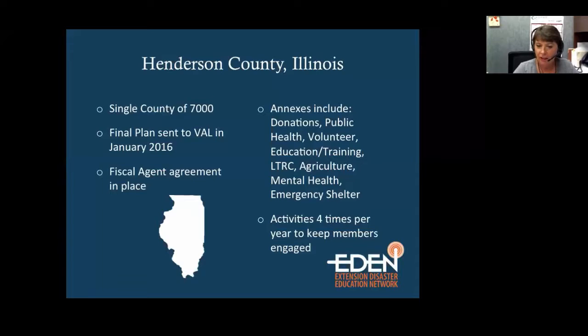We have an agriculture annex, since it is such a rural community, and the Eden funds are directly tied to that, and so we were able to have the Farm Bureau be sort of the lead on that agriculture annex. We also chose to have a mental health annex and an emergency shelter annex. The emergency shelter annex, like in most places, is handled by the Red Cross in Henderson County. And we've been really, really lucky that most of the items that we have included in the annex have been relatively easy to draw upon, and people are really excited and willing to participate.